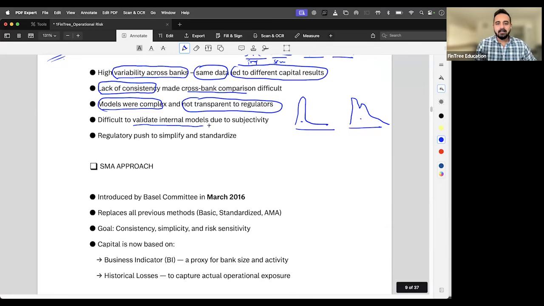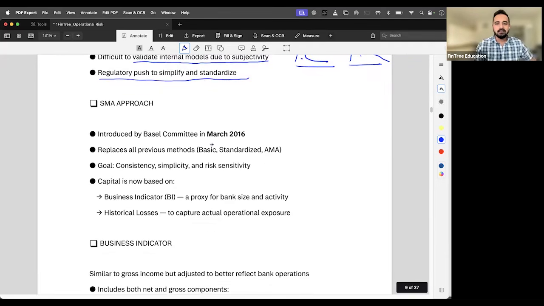Difficult to validate internal models due to subjectivity, and regulatory push for simplification and standardization. So all these regulators, the Reserve Bank of India, the US Fed, the European Central Bank, they spoke to the Basel Committee. They said, hey, we are not comfortable with this. Let's find a better way. And that's when finally in 2016, a new approach was introduced, the solution to all the problems that we have, which is called the SMA approach.